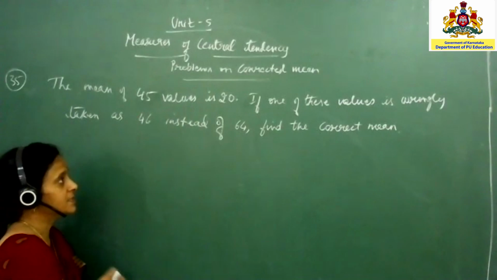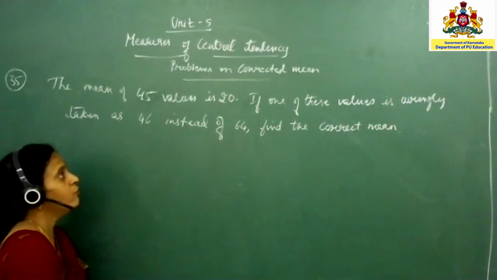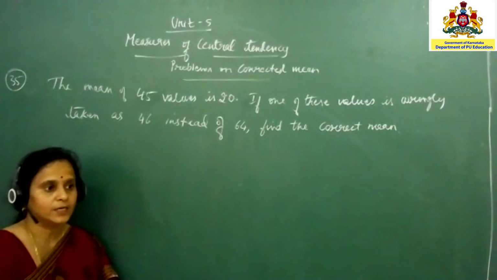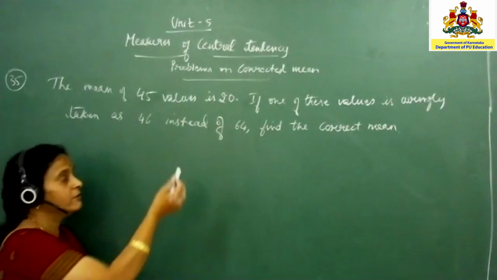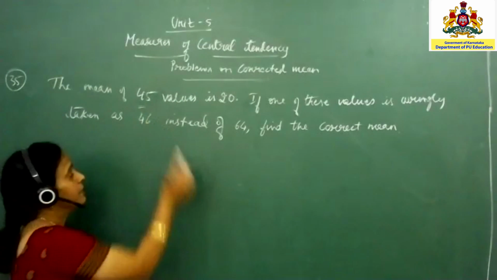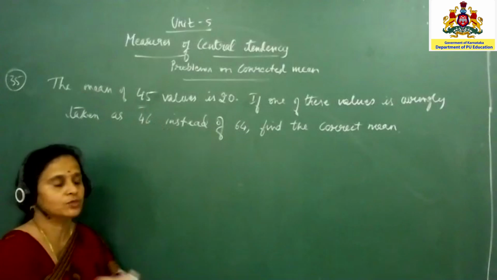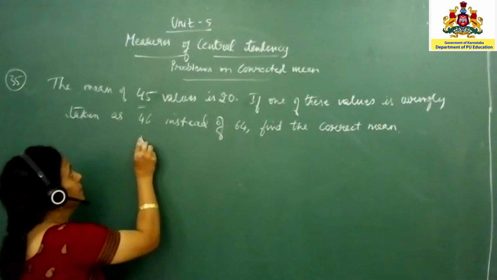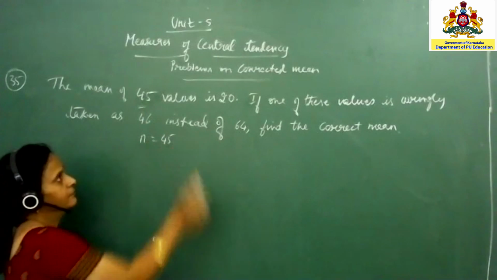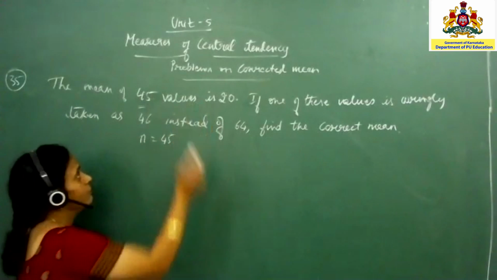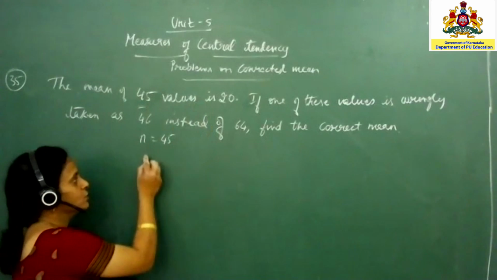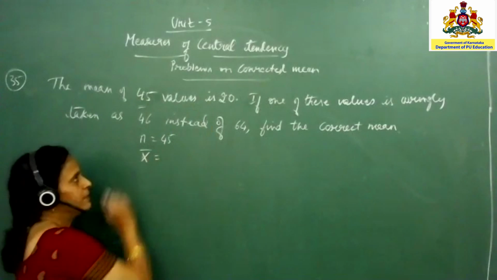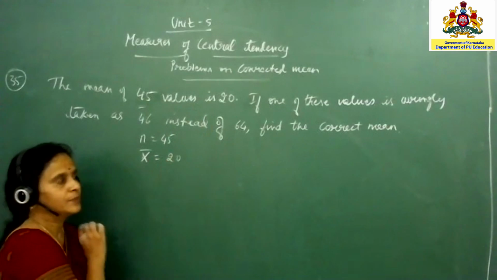Here the question runs in this way. If the mean of 45 values is 20, here 45 indicates the n value, the count. So in the given data, your n is 45. The mean of 45 values is 20. So mean is represented by x bar, which is 20.